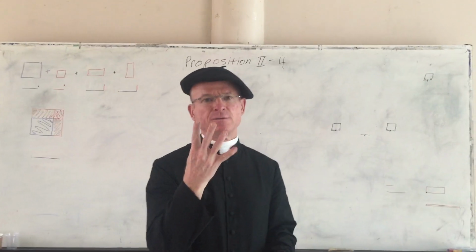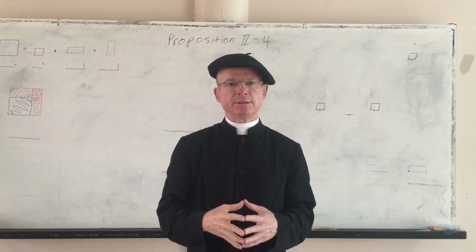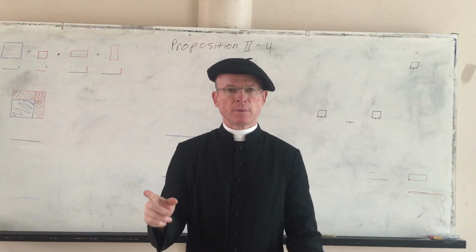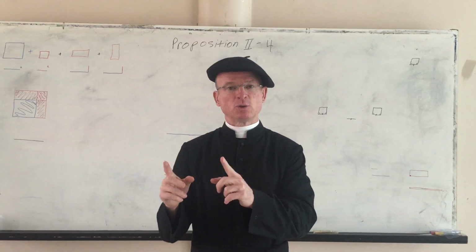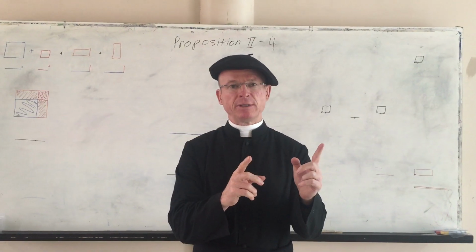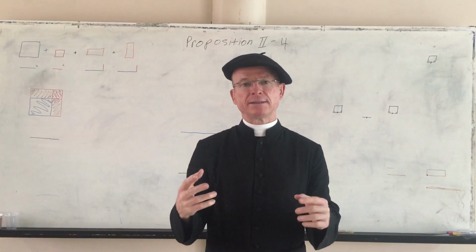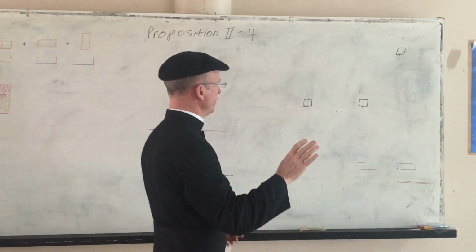Today we have Proposition 4 of Book 2. Proposition 4 of Book 2 states, if there be a line and it be cut at random, the square on the whole of that line will be equal to both the squares on the two segments added together plus twice the rectangle contained by the segments. Okay? Now remember, we want to review something.